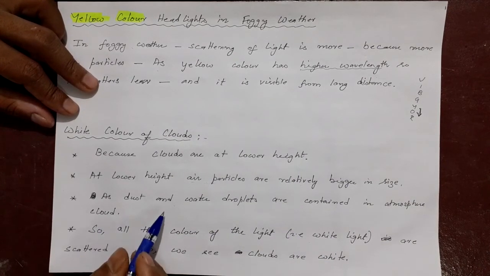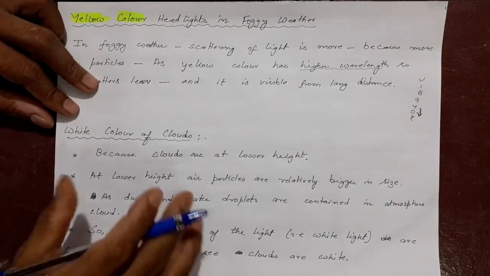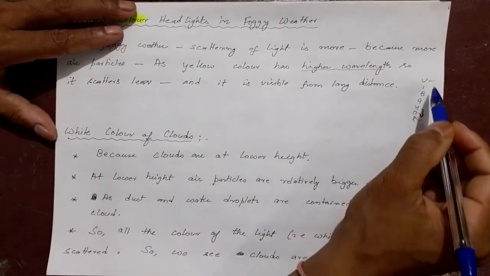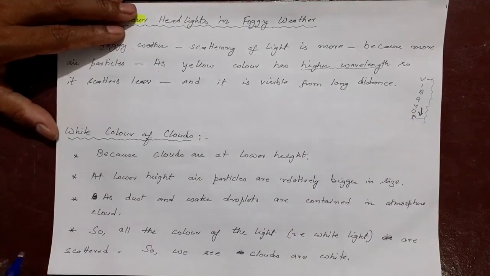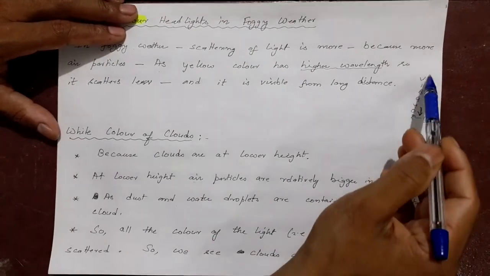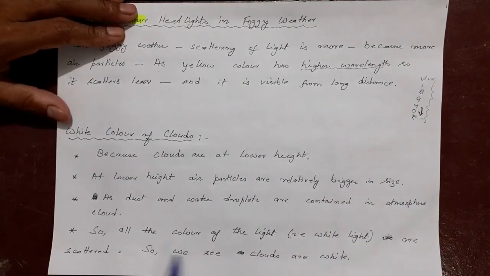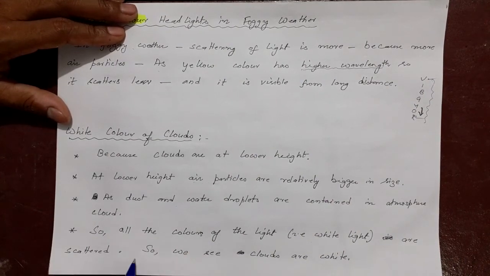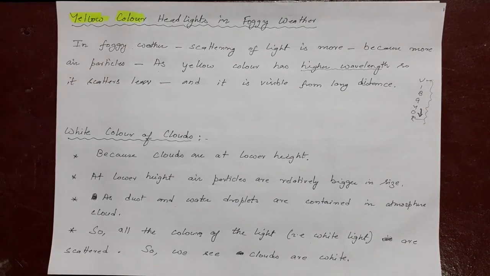When they are bigger, they will not choose which wavelength, this side or this side. If they are bigger, they will scatter everything equally. If they scatter everything, what is this everything? Everything is white color. So all the colors of the light, that is white light, are scattered. So we see all the scattered colors, which means what we are observing is the white color of the cloud. So this is the reason for this.